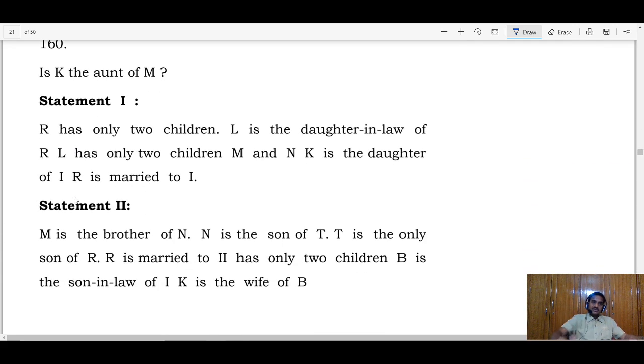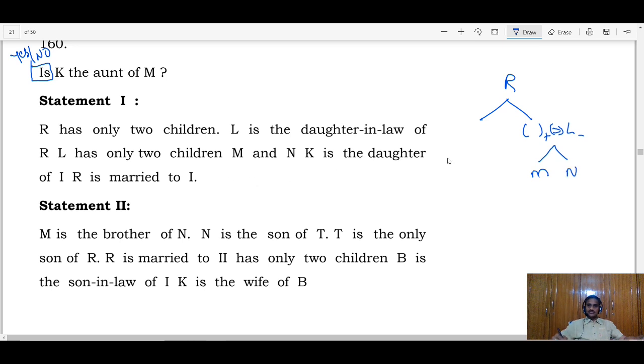Then 160. Is K the aunt of M? Yes or no. Is K the aunt of M? R has only 2 children. L is the daughter-in-law of R, which means R's son's wife is L. L has only 2 children, M and N.